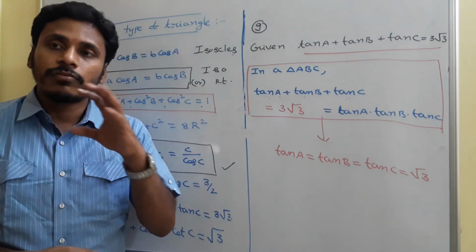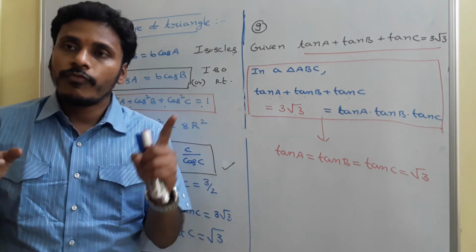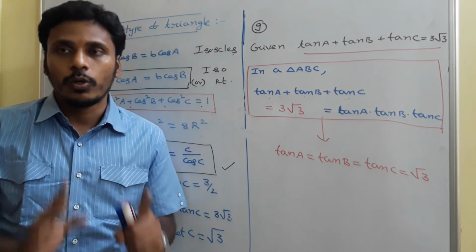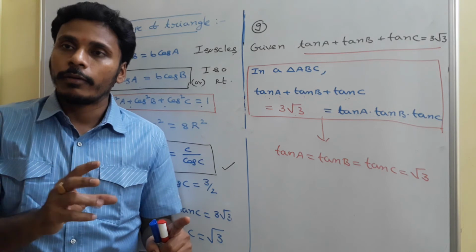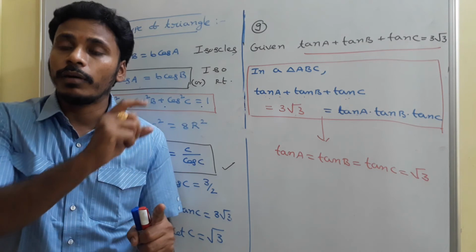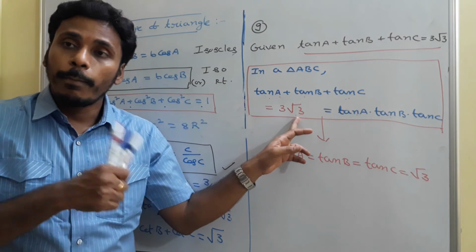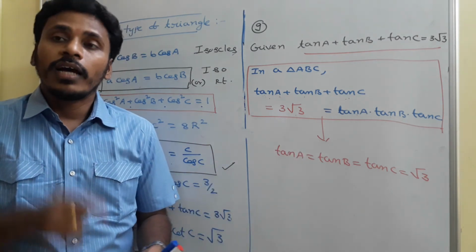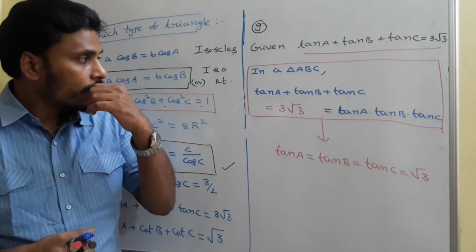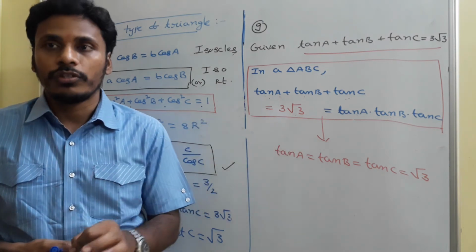For example, if I have some three numbers, and I calculate their arithmetic mean as well as their geometric mean, if the arithmetic mean is equal to the geometric mean, then we say that those three numbers are equal. It's a concept from the arithmetic mean and geometric mean. For three numbers, the arithmetic mean is simply the sum of the numbers by 3. Here the sum of the numbers is 3 root 3, by 3 is root 3. And the geometric mean is the cube root of the product of the numbers. The product of the numbers is 3 root 3, and its cube root is again root 3.